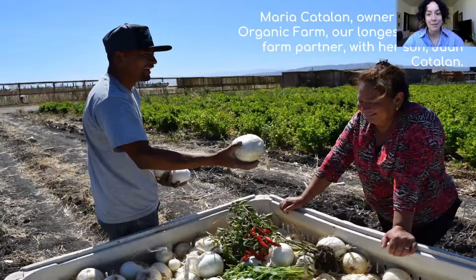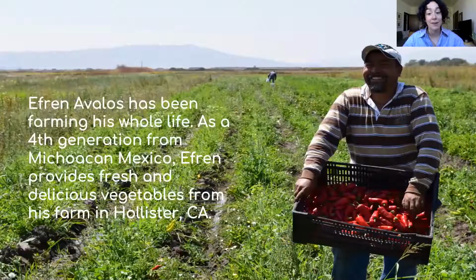Next slide, please. This is Efren Avalos. He's been farming his whole life. He's a 4th generation farmer from Michoacan, Mexico, and he also provides us very fresh and delicious vegetables from his farm in Hollister, California. In 1998, he founded Avalos Organic Farm on 4 acres of land, and since then he's expanded to 16 acres. He grows a really broad selection of sustainably grown produce for farmers markets and restaurants, and then of course, Mandela Partners food access initiatives. Next slide.